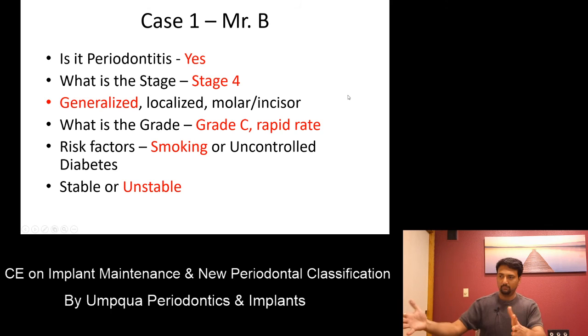So that's my diagnosis statement, which I do recommend for every patient. You can follow this format, or some other format, but you should include a diagnostic statement in your chart notes to define all these things: that yes, he's a periodontitis case, stage 4 generalized grade C with risk factors of smoking, and he's an unstable case, so he needs treatment. Some kind of diagnostic statement in your charts.